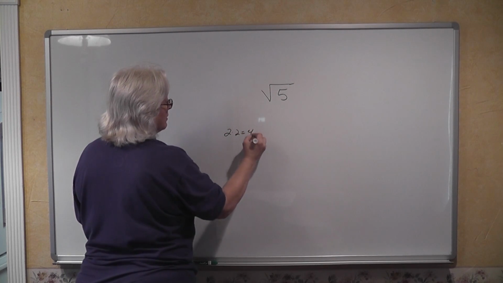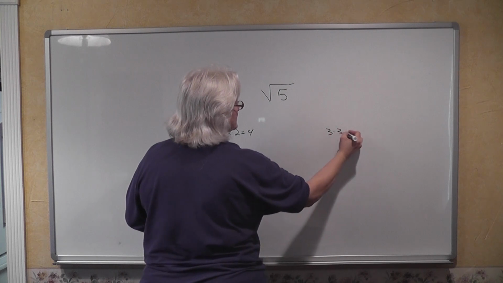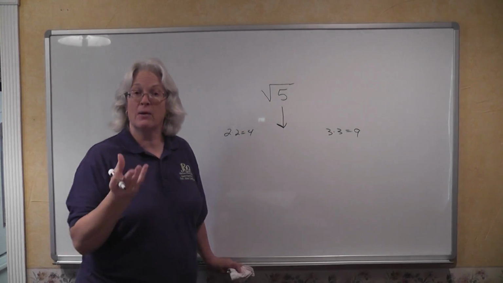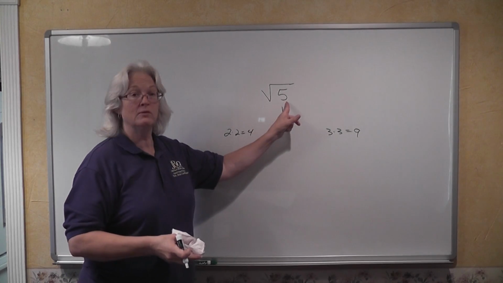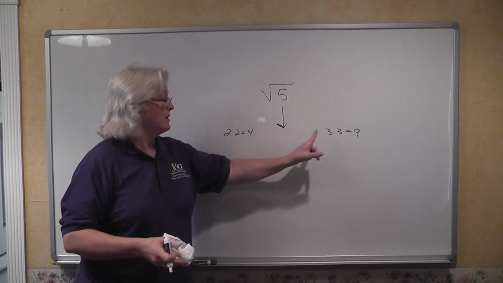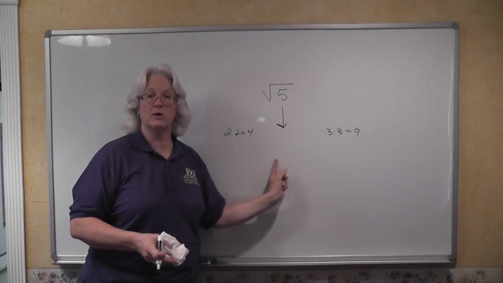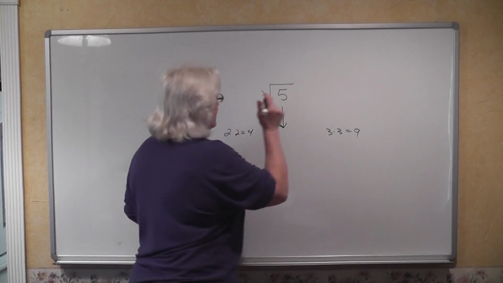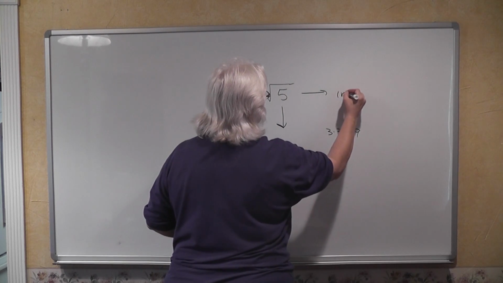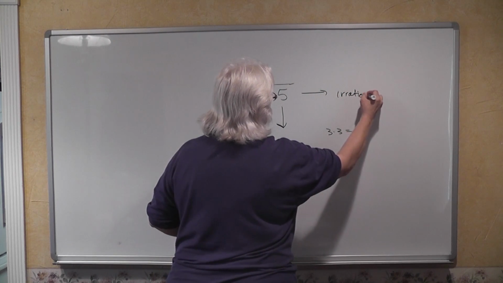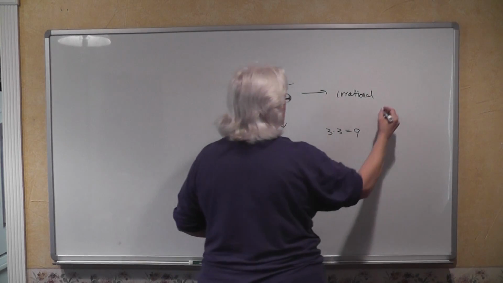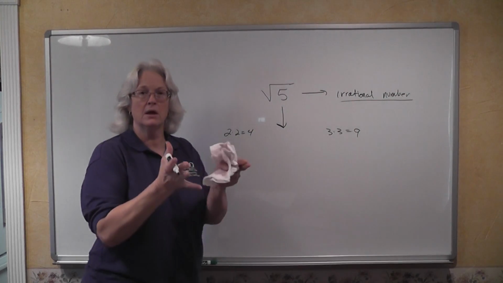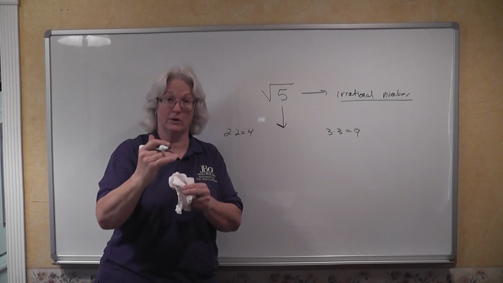2 times 2 is 4. 3 times 3 is 9. But there are no integers that when you multiply them together will give you a 5. 2 times 2 is 4, 3 times 3 is 9, 5 falls somewhere in here. What did we say this radical is? This represents an irrational number. More review of vocab that you need to know. Irrational numbers cannot be written in the form of numerator over denominator.